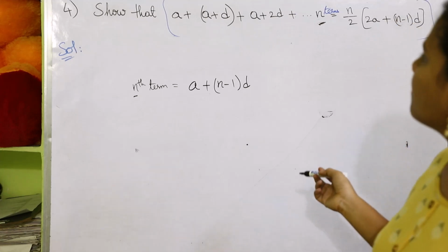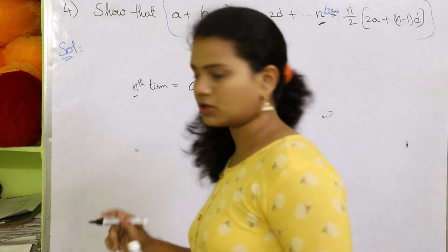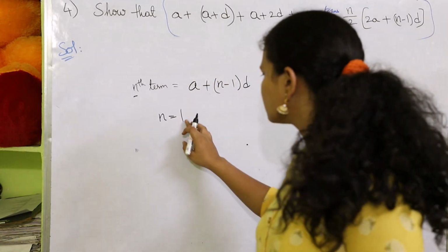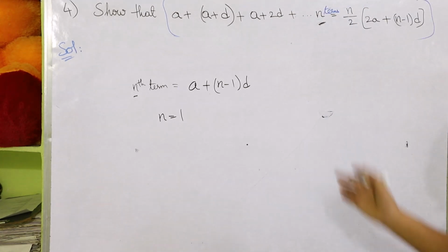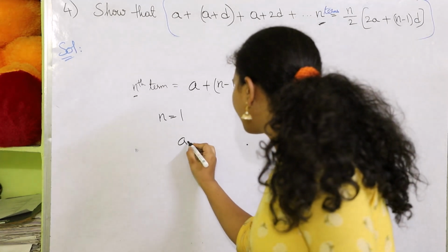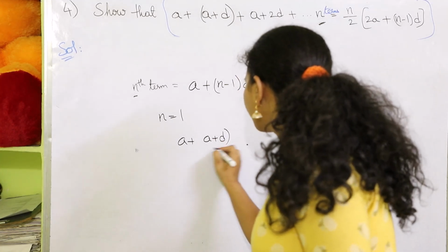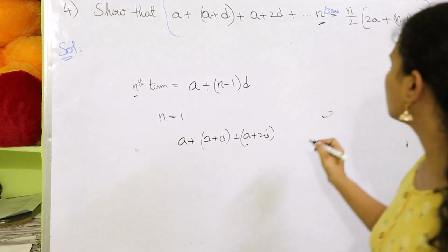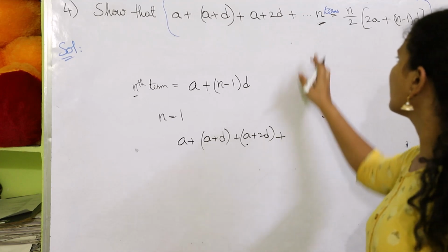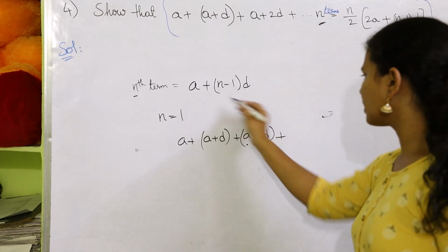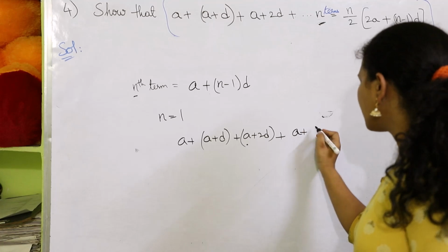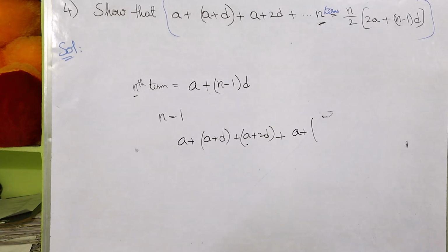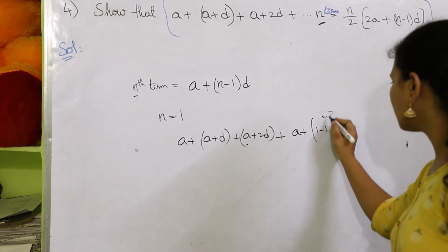Now let's go for the first case, or first step, where n equals 1. So if n equals 1, we have a plus d plus a plus 2d and so on. The nth term value is a plus n minus 1 into d. The n value is 1, so it is a plus 1 minus 1 into d.